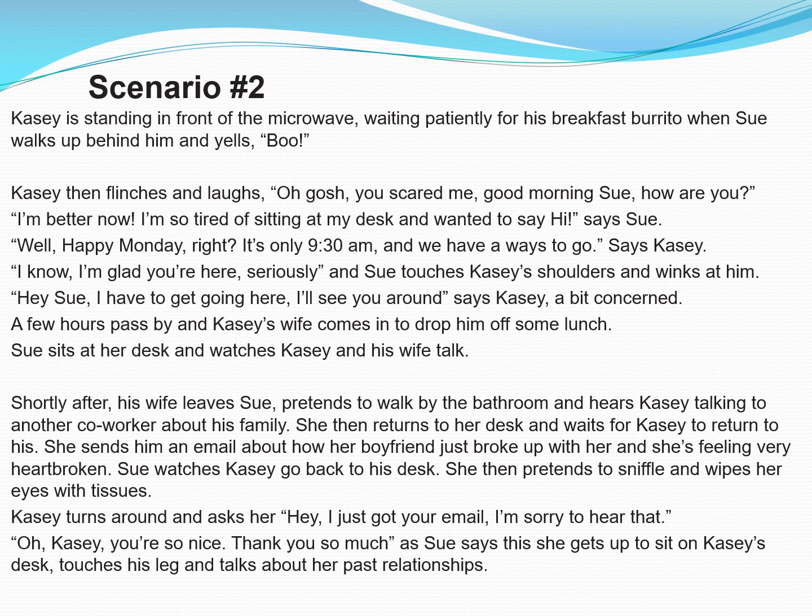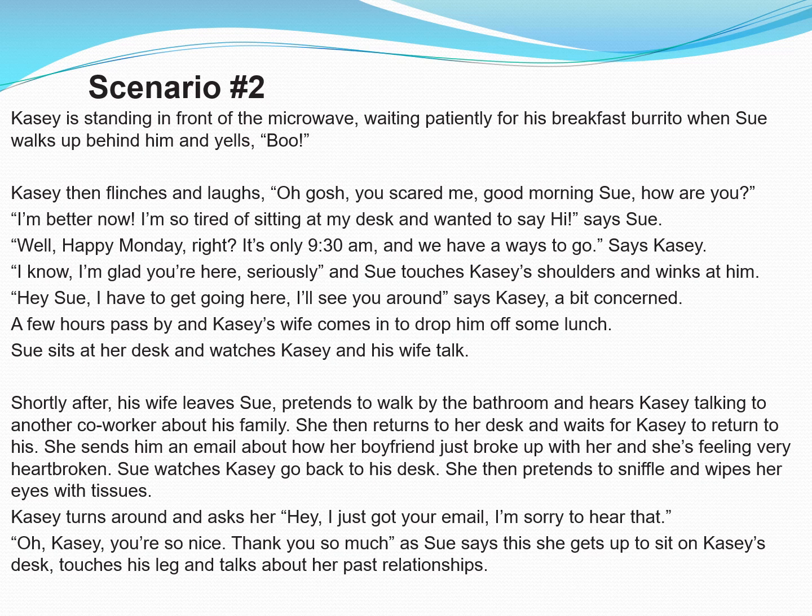A few hours pass by and Casey's wife comes in to drop him off some lunch. Sue sits at her desk and watches Casey and his wife talk. Shortly after his wife leaves, Sue pretends to walk by the bathroom and hears Casey talking to another coworker about his family. She then returns to her desk and waits for Casey to return to his. She sends him an email about how her boyfriend just broke up with her and she's feeling very heartbroken.